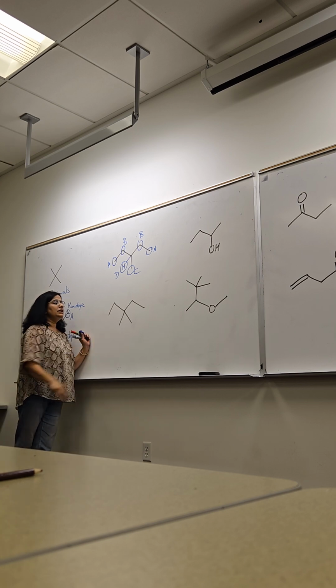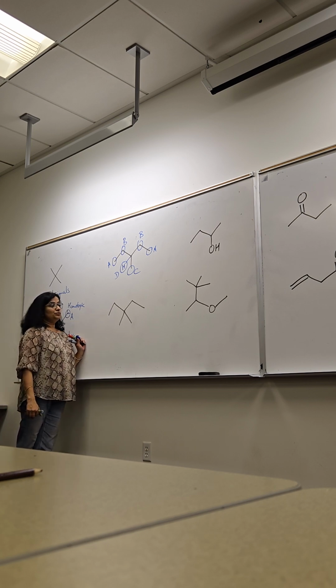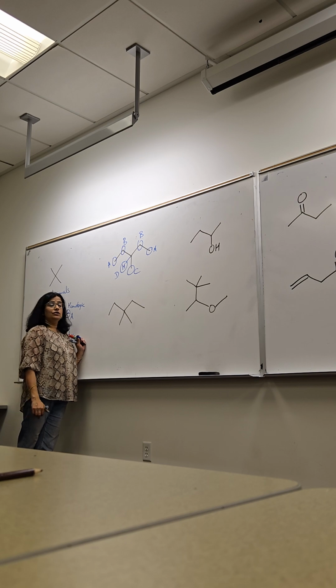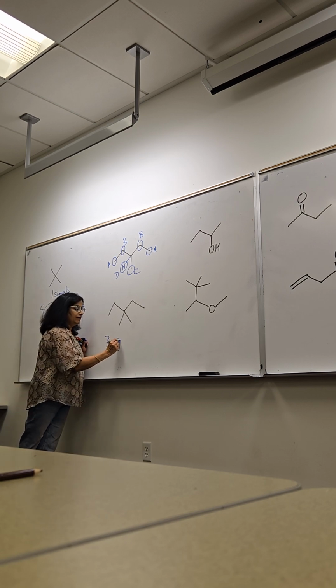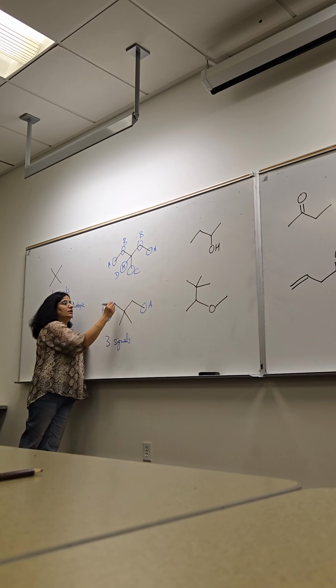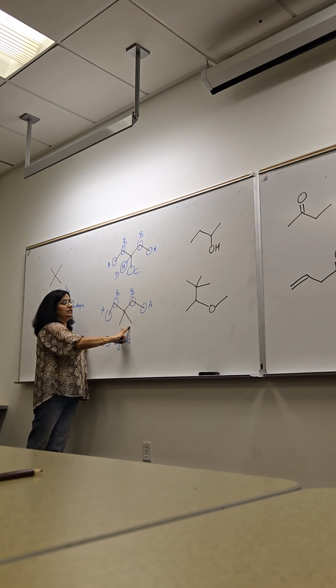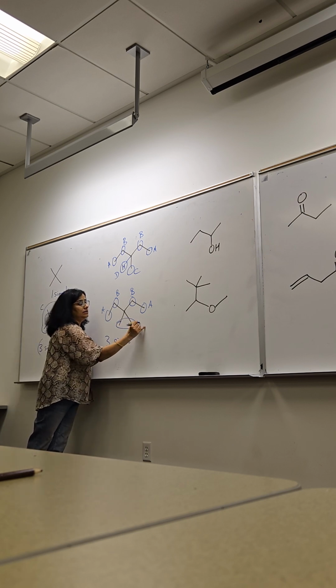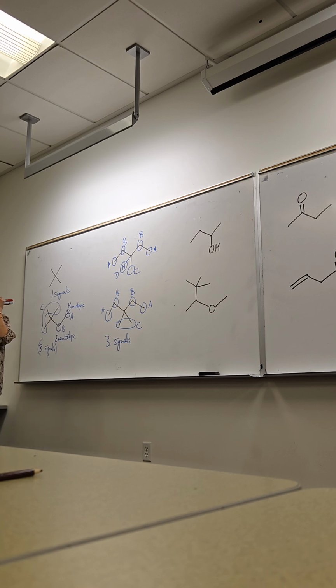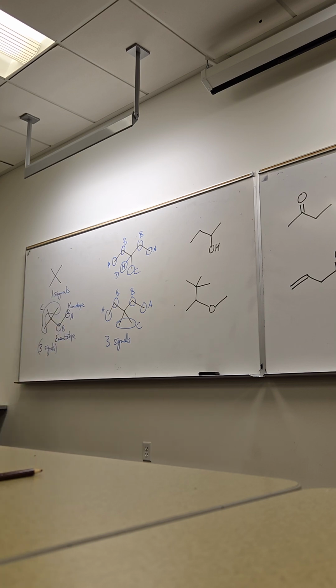How about this one? How many signals total? Again, there's symmetry here. Three. A is the same, right? B is the same, they're enantiotopic, so they give one signal in NMR, and these are also identical. Okay, next one, how many? 5. Do you all agree? Actually, not 5. 6.